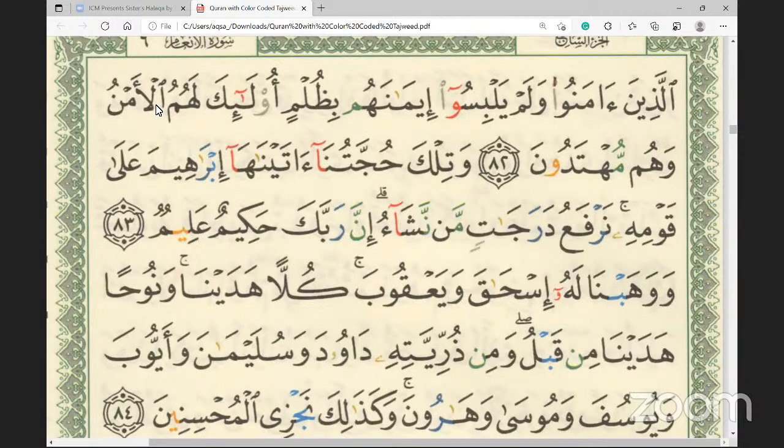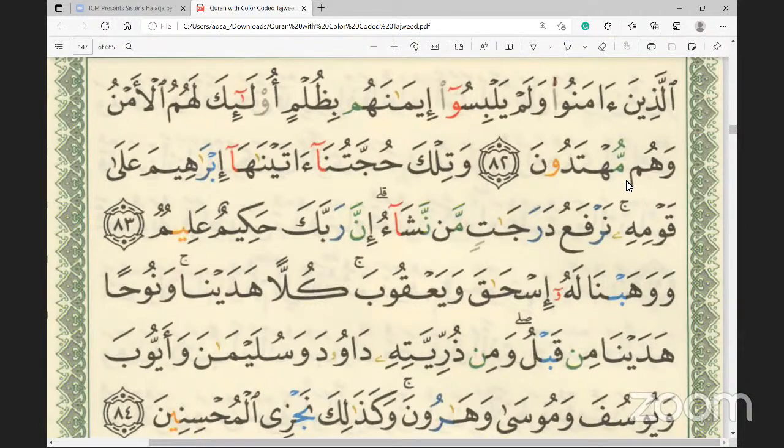أولئك لهم الأمن. أولئك. Notice how we're extending the a sound because it has red. And what about this gray one? Remember, you're skipping every single gray letter because it's simply silent. أولئك لهم الأمن وهم مهتدون. What did I do? وهم مهتدون. I basically pressed on it right there.